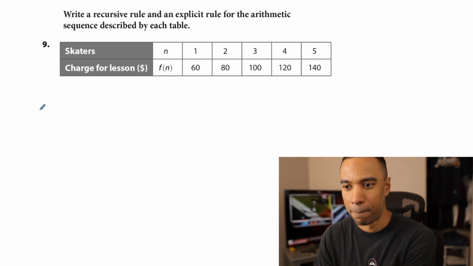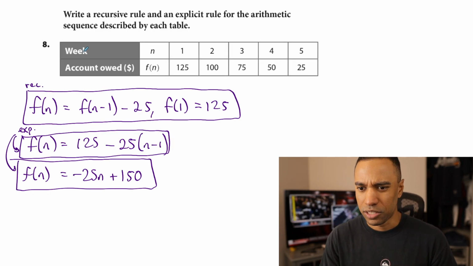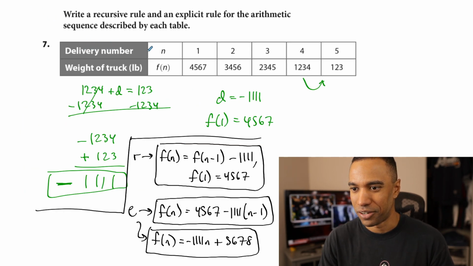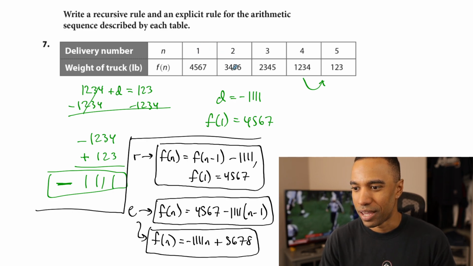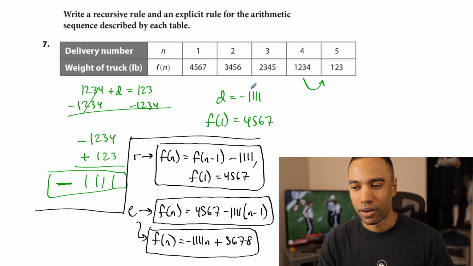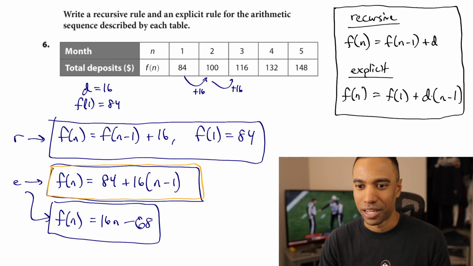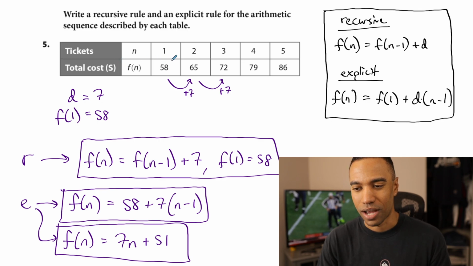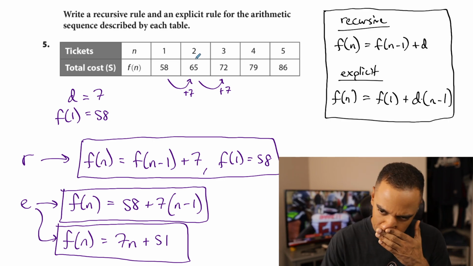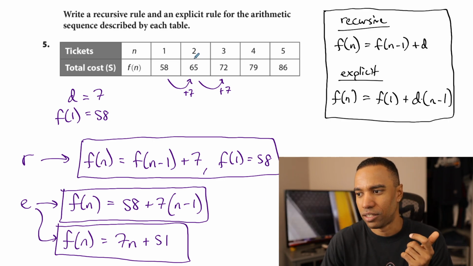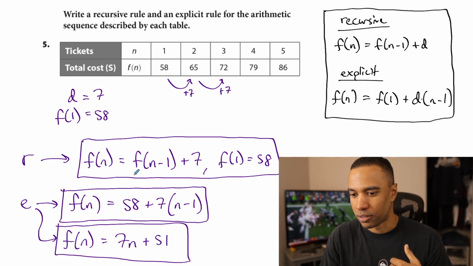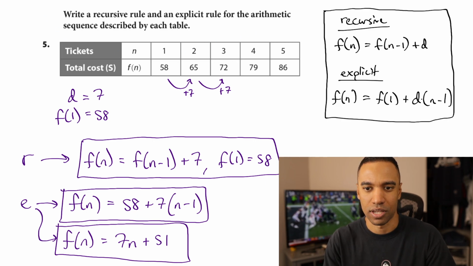Okay, here we go. Number 9. You know what? I want to read what these things say. I didn't read any of these. Week and account. Sorry, let me go back for a second. Delivery number and the weight of the truck. So it's unloading 1,111 pounds each delivery, and you're depositing $16 every month, and the total cost of tickets here was $7 after tickets. Maybe this is like going to a theme park and the entry fee itself, maybe like $51, and then you've got to pay $7 a ticket for the number of tickets that you want, something like that.